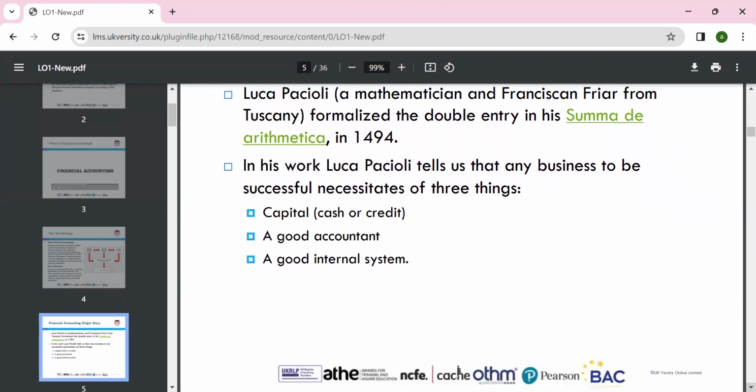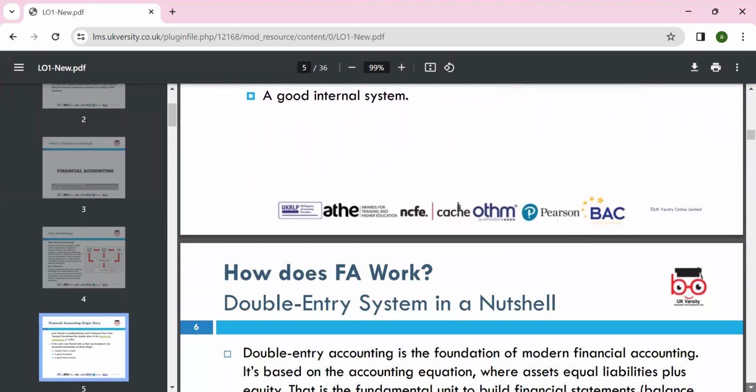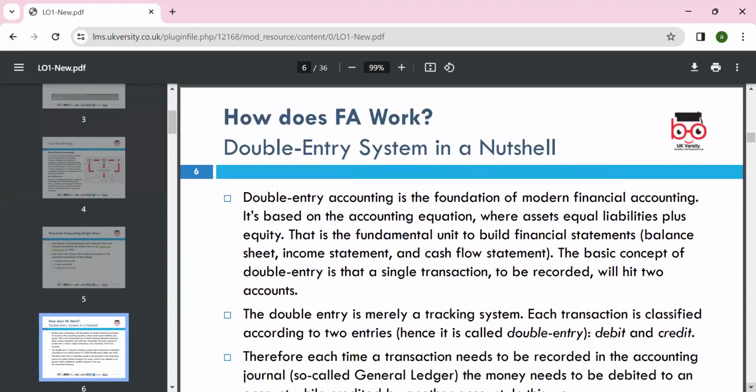This tells about the business capital, how much investment, a good accountant, and a good internal control system needs to be put in place. How does financial accounting work? Of course, double entry, we record the transactions. We have the accounting equation, like assets should be under assets. Asset means anything you own which will bring future economic benefit. A liability is a legal obligation by law. Sometimes we have moral liabilities, but moral liabilities we don't record. But we need to look at the accounting equation. Liability is a legal obligation which we need to look at. So fundamentally, these are the statements we can prepare, the income statement.